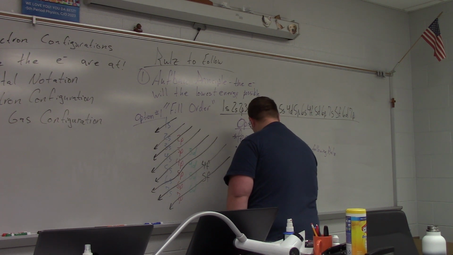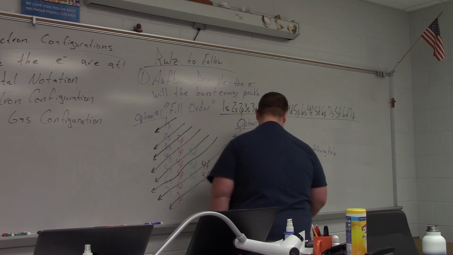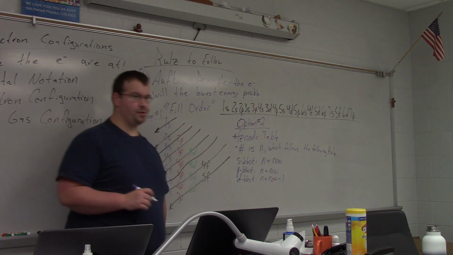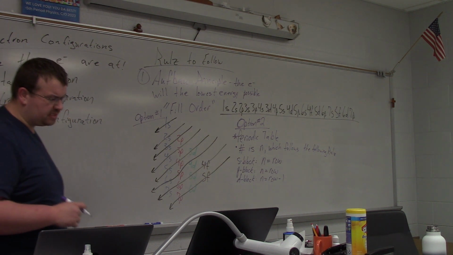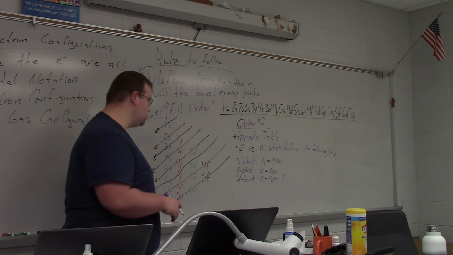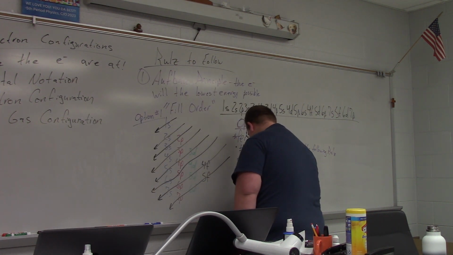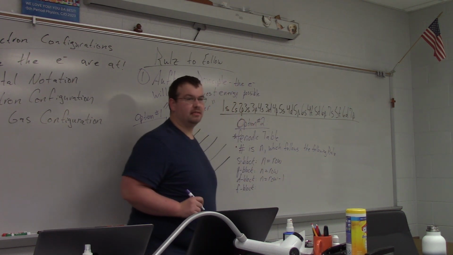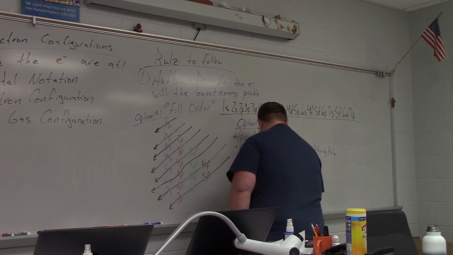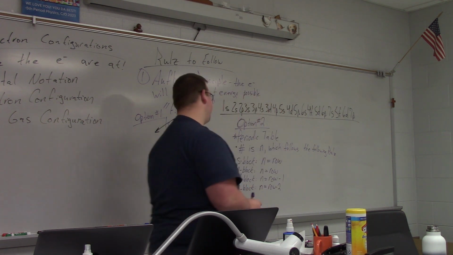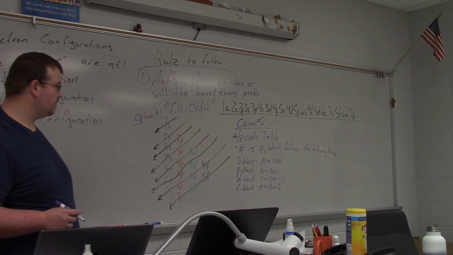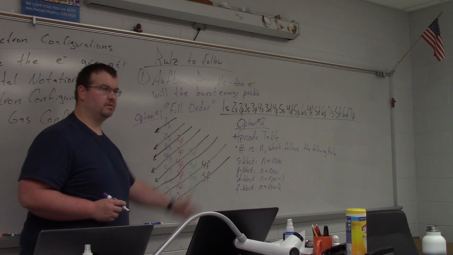D block, N equals row minus 1. So whatever row you find yourself in, you will take it and you will subtract 1 from it. F block, N is equal to the row minus 2. That's how we get the number.